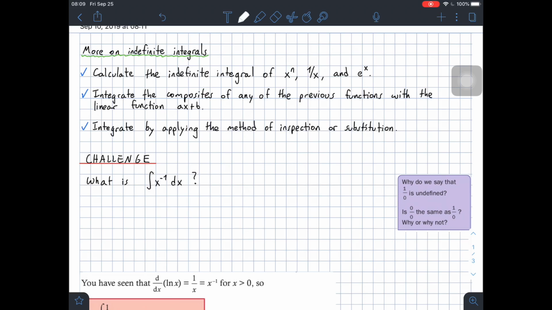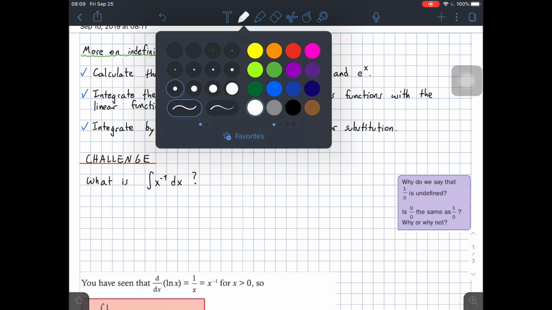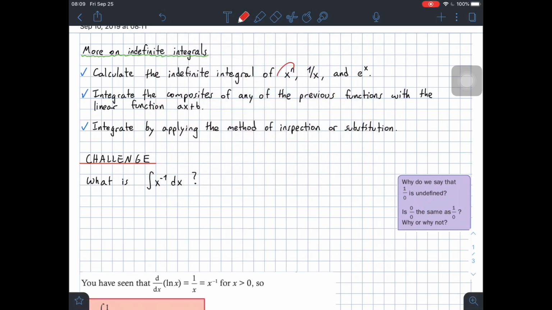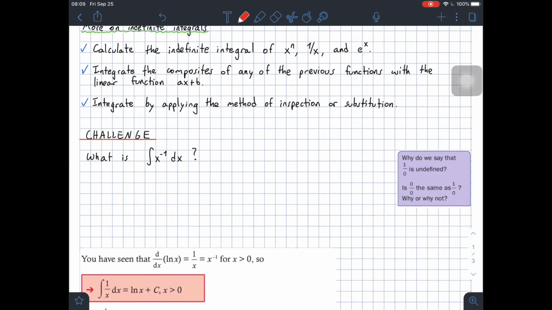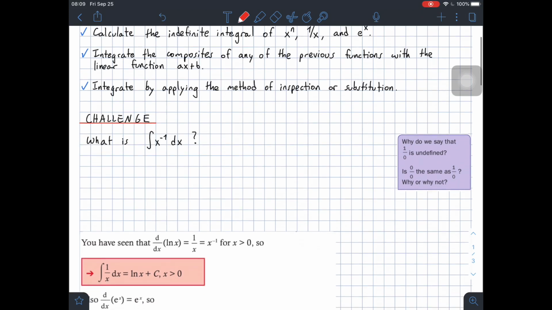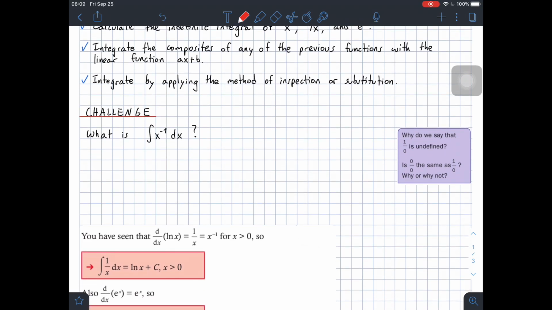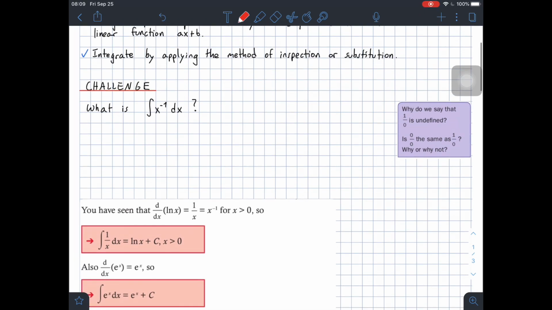So the objectives for today's class: number one, calculate the indefinite integral of x to the power of n. This is the one we have already seen. This is the one we're going to see today, 1 over x, and e to the power of x is also one we're going to see today. Integrate the composites of any of the previous functions with the linear function ax plus b, and finally integrate by applying the method of inspection or substitution. I'm going to show you what that is about in a second.